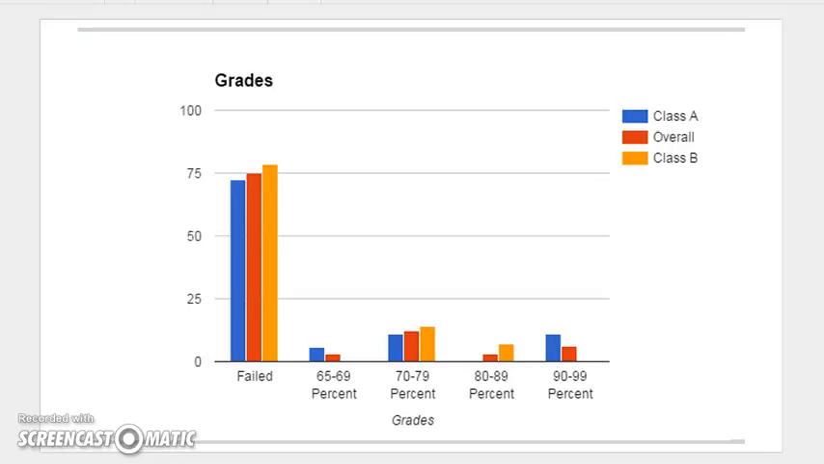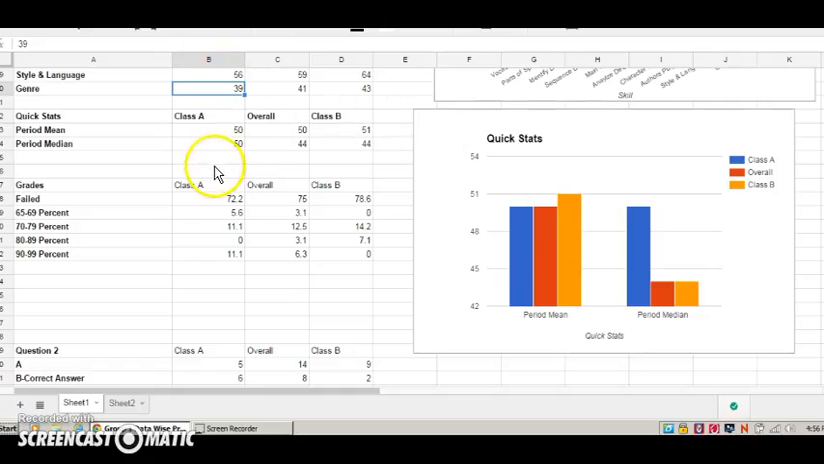This chart just shows the overall grades for the assessment that was taken. Again, Class A is in blue, Class B is in yellow, and the overall is in the burnt orange-ish color. You could see quite a few students failed overall in both classes. For Class B, they had nobody get in the 90s. Class A had nobody get in the 80s. Now when we look over here, we can see that only 11% of Class A got in the 90s. 0 got in Class B.